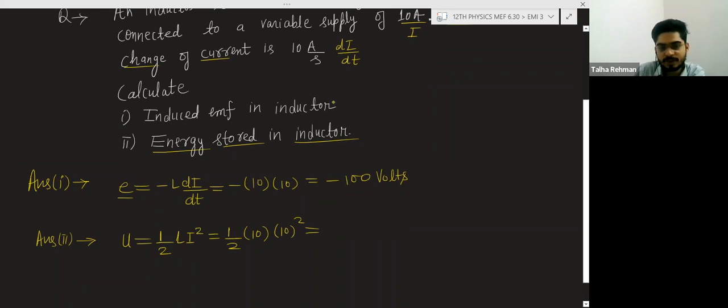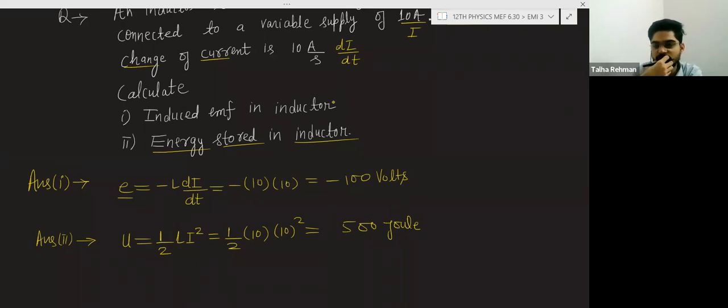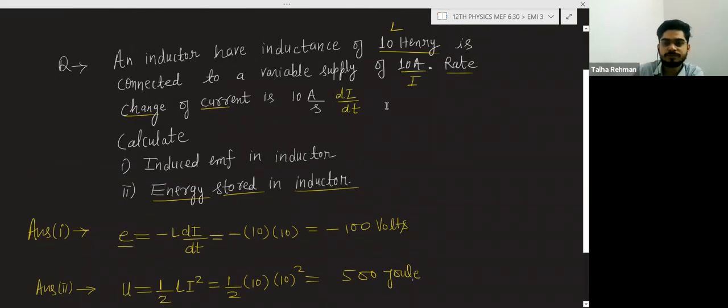So this will become 5, and multiplied by 100, this will become 500. 500, unit of energy is joule. Unit of energy is joule. Okay.